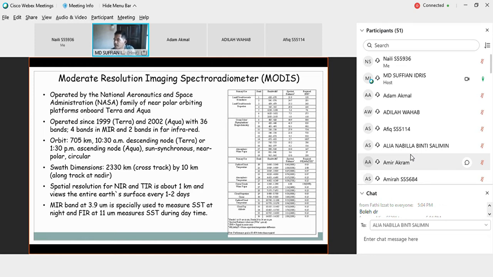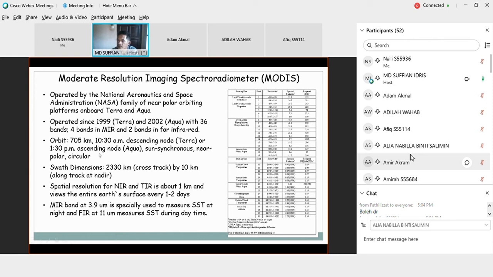Operated by NASA, the National Aeronautics and Space Administration. So MODIS has two sensors on board, Terra and Aqua. Terra has been in operation since 1991 and started producing images in 2000, and Aqua in 2002. They have 36 bands, 4 in mid infrared and 2 in far infrared.